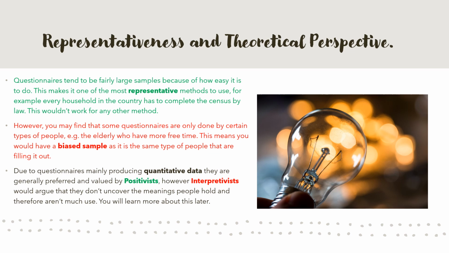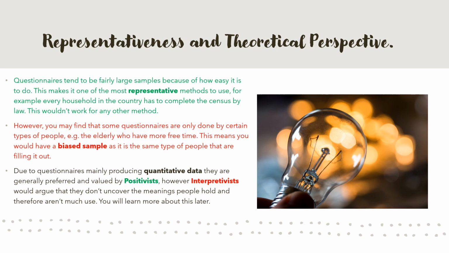Questionnaires, because of the practical issues, in terms of being really quick and easy to do, tend to have the largest samples and they become one of the most representative methods to use. A really good example is the census, which literally every household in the UK does. That's a massive sample, and you can't get any more representative than having everybody in the society completing the questionnaire. You can't really do that for any other method. It wouldn't work for interviews or anything like that. It just can't happen practically. So that does tend to make it more representative.